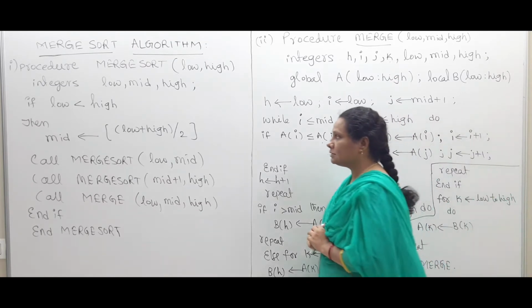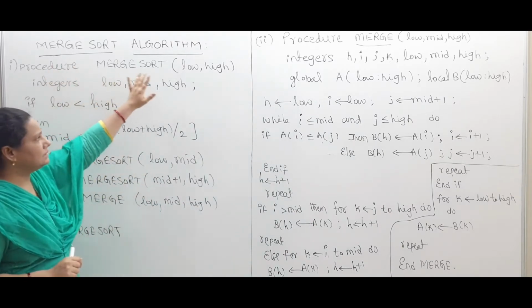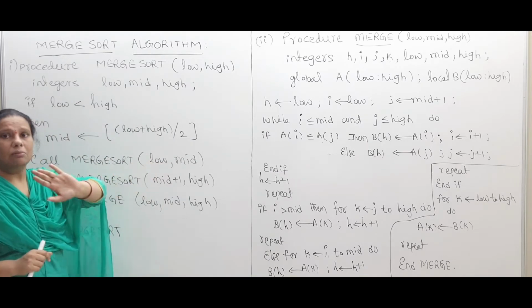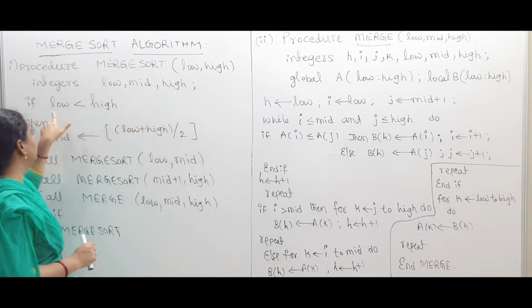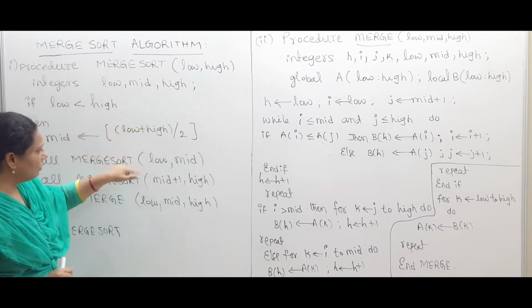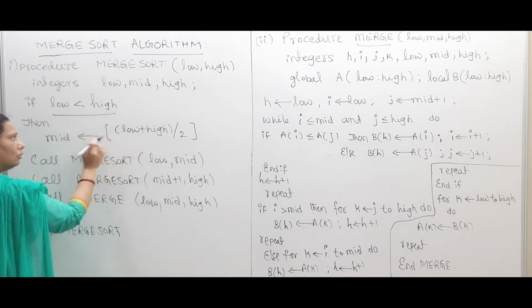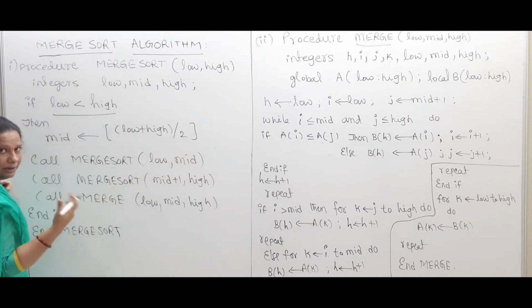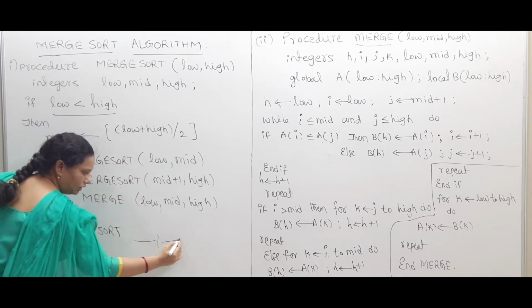Now let me explain one by one. Here in merge sort, I am passing some variables, low comma high. You know what low and high are, they are the positions. Now I am taking low, mid and high. Till your low is less than high, you go on dividing. Why have we written this condition? You know that mid is low plus high divided by 2, which is nothing but dividing the elements into subgroups.